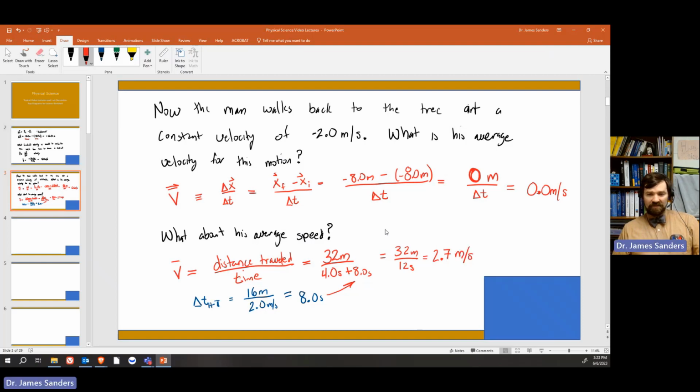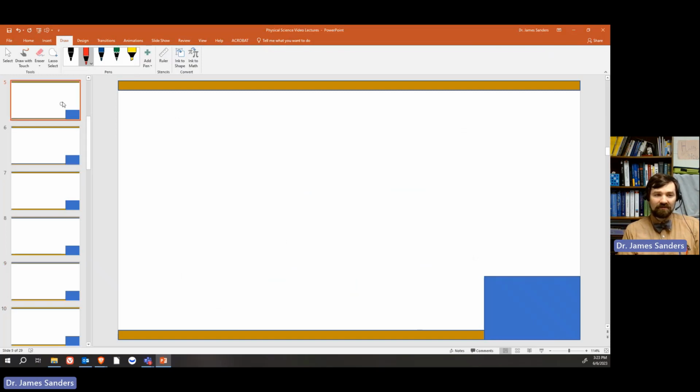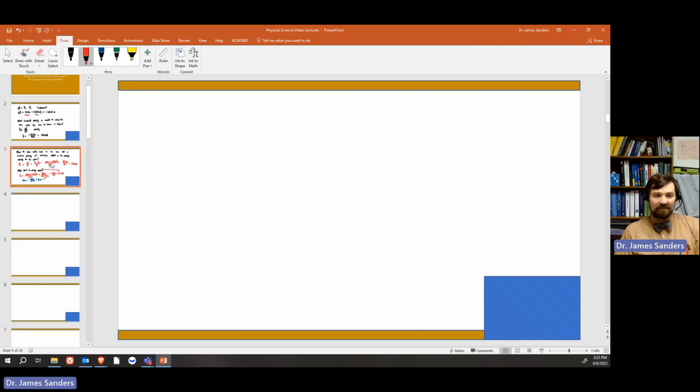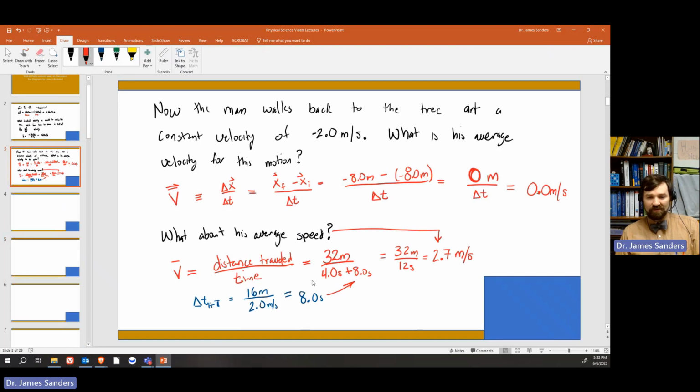That's his average speed. Now notice that this is not the speed you would get if you said he went 4 meters per second this way and came back 2 meters per second, so 2 plus 4 is 6, divided by 2 is 3. The average of the numbers 2 and 4 is 3. That's not his average speed though. Average speed is actually weighted, specifically by the amount of time that you spend at each speed. He spent more time at the slower speed than at the faster speed, so his average speed is going to tend to be closer to the lower of the two speeds.